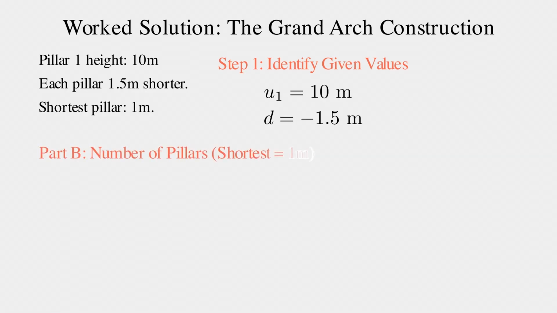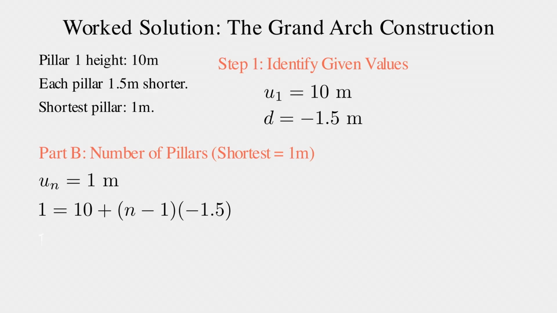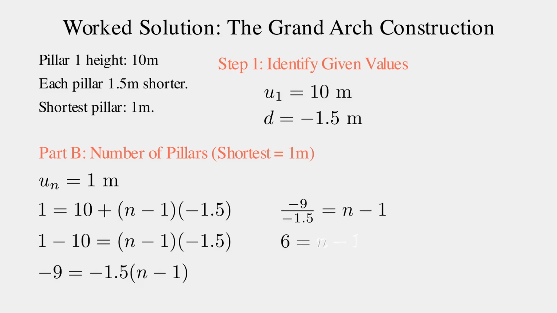For part B, we need to find out how many pillars can be constructed if the shortest required pillar is 1 meter tall. Here, we know that the nth term is un equal to 1, and we need to find n. Again, using our formula, un is equal to u1 plus n minus 1 times d, and substituting the values in it, we get n minus 1 equal to 6, which simplifies to n equal to 7. You are solving just a linear equation, as easy as that.